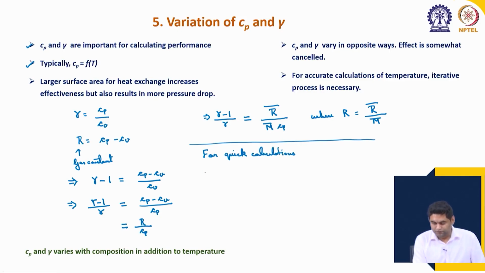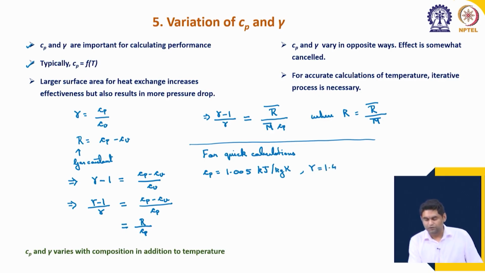For quick calculations, we will take Cp to be equal to 1.005 kilojoule per kg Kelvin for air. This is the standard value and this is what we have already considered, and gamma also we know is 1.4. This is for air, for the compressor.